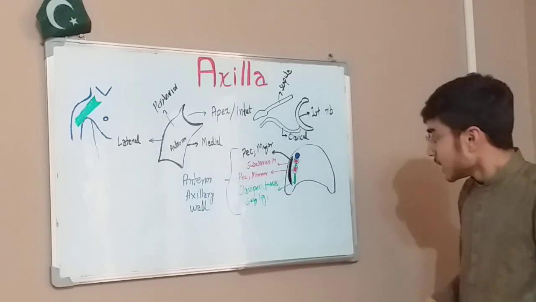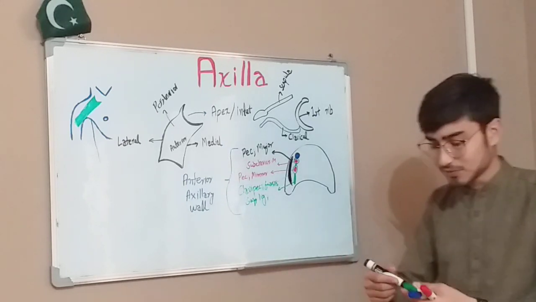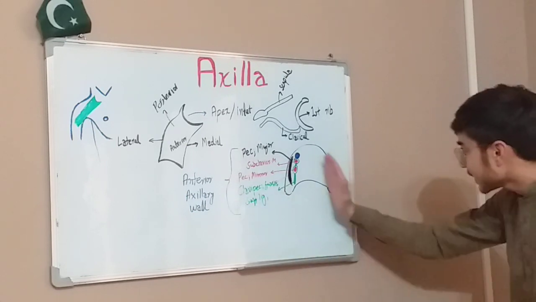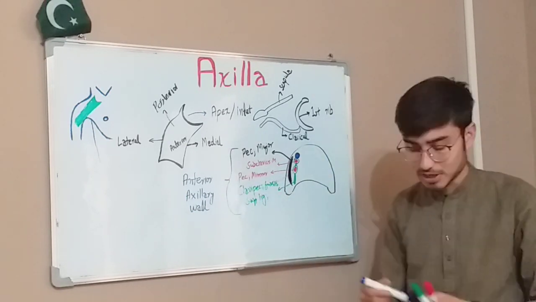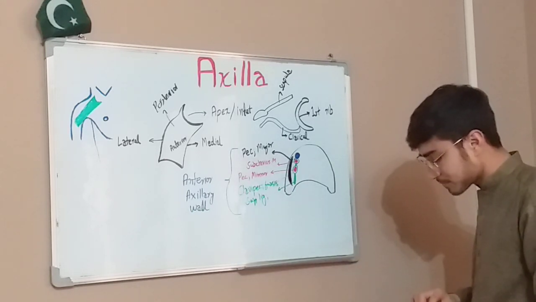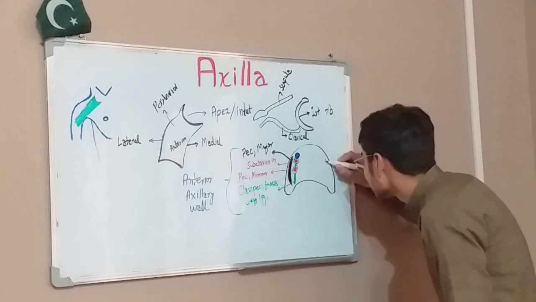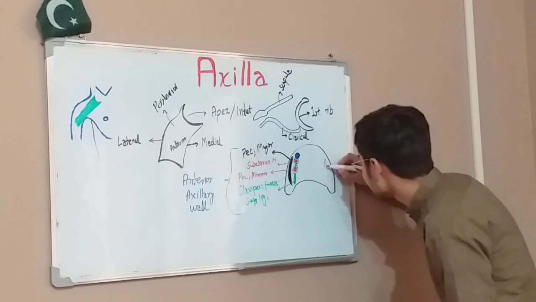Now, let me draw the structures that are forming the posterior axillary valve. This is the anterior axillary valve, and on this side I will be drawing the structures that are forming the posterior axillary valve. So first of all, we have a muscle, and this very muscle is called the subclavius muscle.